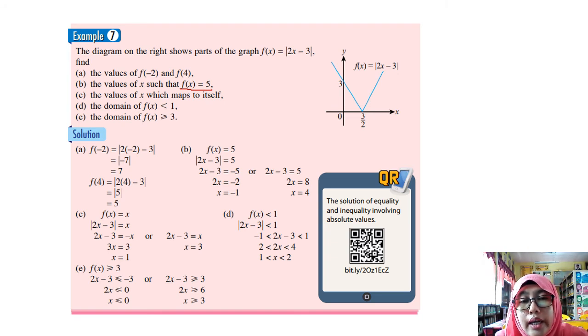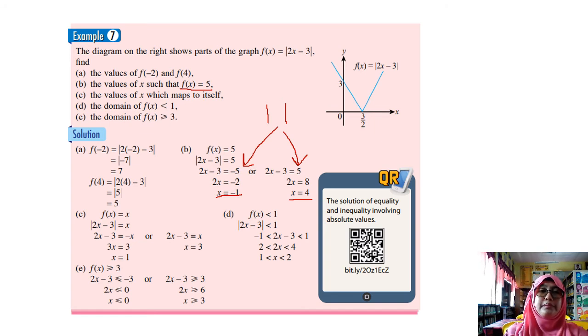Okay, jadi 2x sama dengan negatif 2. Okay, sebab nak hilangkan modulus ni, kamu kena tukar yang sebelah kanan ni satu negatif, satu positif. Nampak tak? 5 dia jadi negatif 5, satu lagi jadi 5. Lepas tu kamu simplify macam biasa sampai dapat jawapan akhir. Yang pertama x sama dengan negatif 1 dan yang kedua x sama dengan 4.